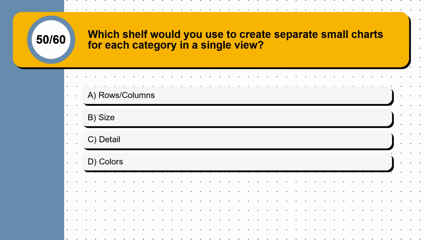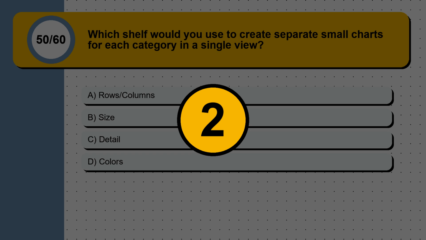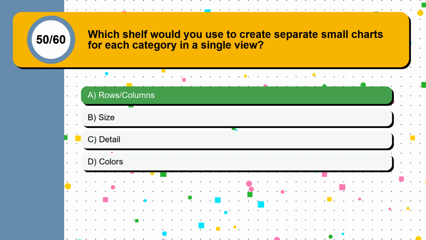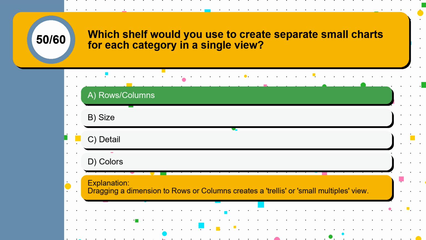Question 50. Which shelf would you use to create separate small charts for each category in a single view? Option A, rows/columns. Option B, size. Option C, detail. Option D, colors. The correct answer is option A, rows/columns. Dragging a dimension to rows or columns creates a trellis or small multiples view.